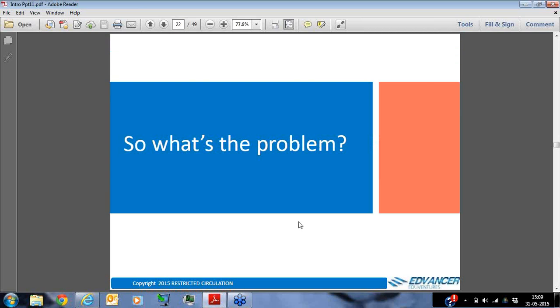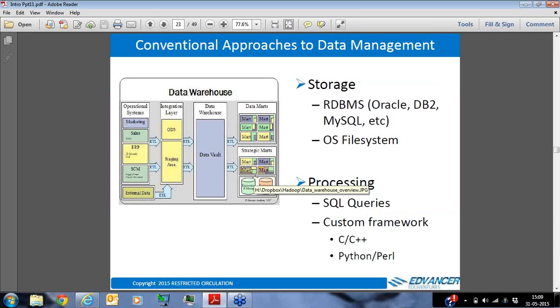So what's the problem? I mean, all this data has been generated for a pretty long time, almost forever. But what is the problem here? The problem is in terms of the conventional approaches to data management, from when data was smaller, not so much data was being generated, and people probably didn't really realize the importance of data.